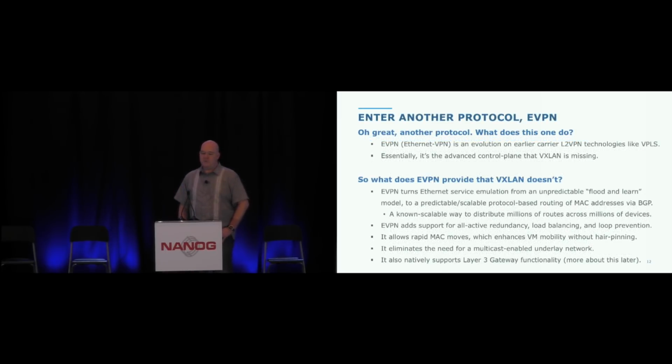So there's a way to solve that. Enter another protocol, EVPN. So, oh great, another protocol. What does this do? EVPN stands for Ethernet VPN. Think of it as an evolution on some of the existing L2 VPN type technologies that we've had with things like VPLS. Effectively, it's the advanced control plane that VXLAN doesn't have. So what does EVPN do that's different? Well, it turns this from a flood and learn, data plane driven mechanism into a signaling based protocol. So effectively what you're doing is you're routing MAC addresses through BGP.